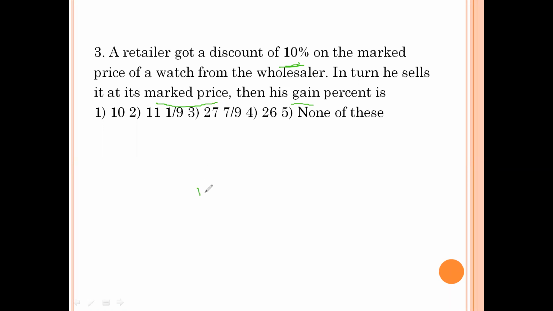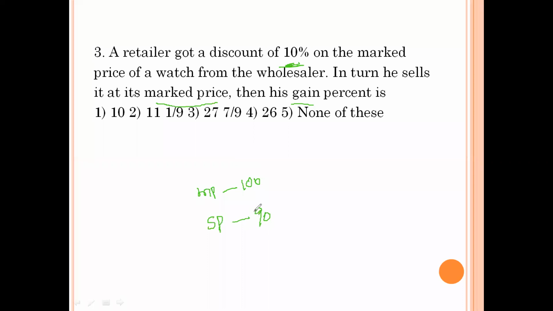Here we don't know the market price, so take that as 100, an assumed value, since it is not given here. How much discount is given? 10% discount on market price. After the 10% discount is given on market price, that is the selling price of that item. So on this 100, a 10% discount means 10 rupees. 100 minus 10 means 90.